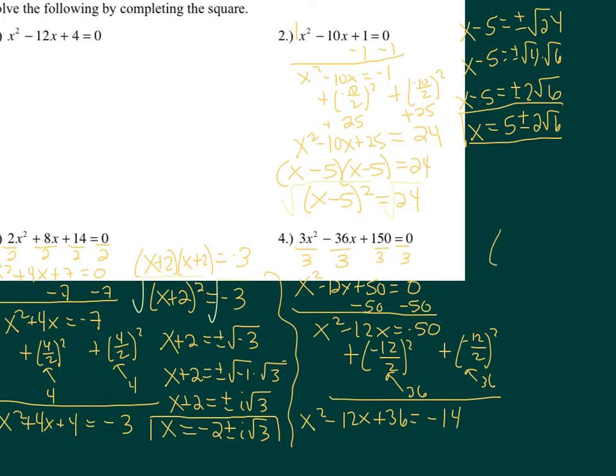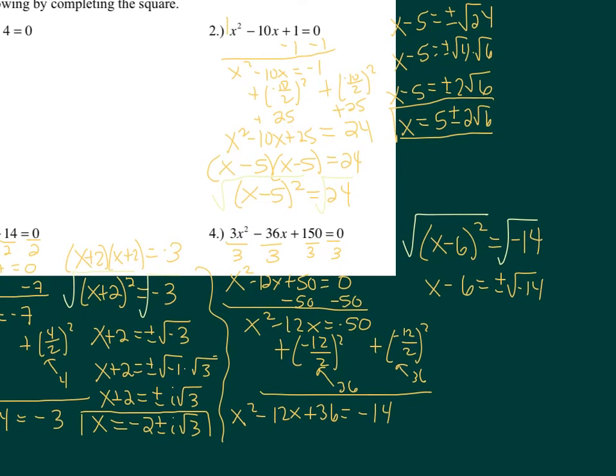We're going to factor x squared minus 12x plus 36 into x minus 6 quantity squared equals negative 14, so that we've successfully completed the square. Now we solve via square roots. We take the square root of both sides, so x minus 6 equals plus or minus the square root of negative 14. But we can't leave a negative under a square root, so we've got to break that down into the square root of negative 1 times the square root of 14 via the product property.